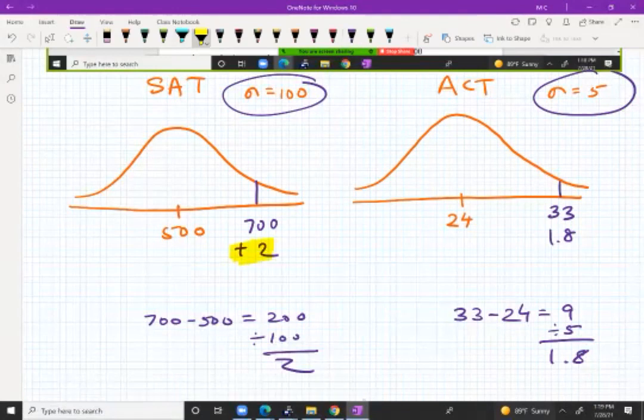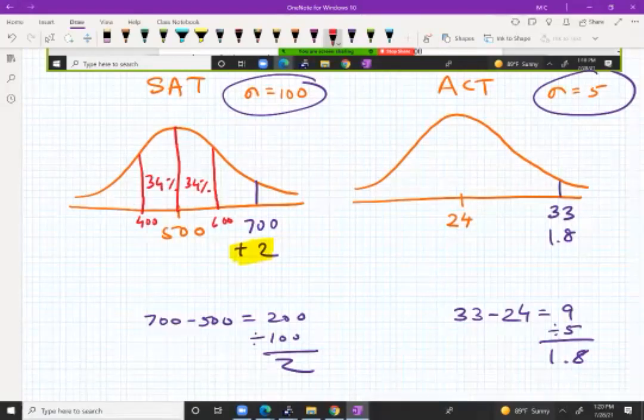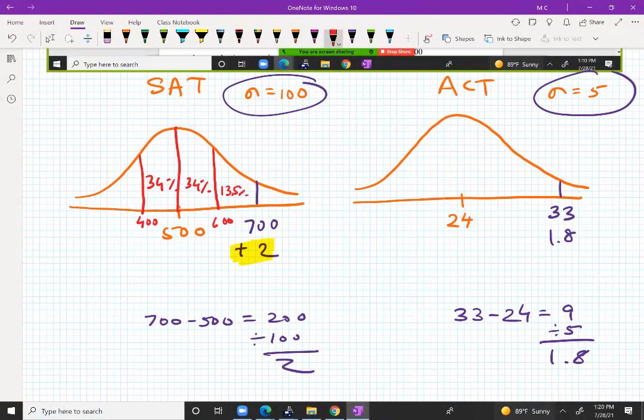Also, there's one more thing you need to understand. Within one standard deviation, let's say 500 to 600, you'd have 34%. And 600 to 700, that's 2 standard deviations. 34% this way also, down to 400. Then 700 to 800 is about 13.5%, and another standard deviation below, 300, would be another 13.5%. So that's basically 95% within 2 standard deviations.